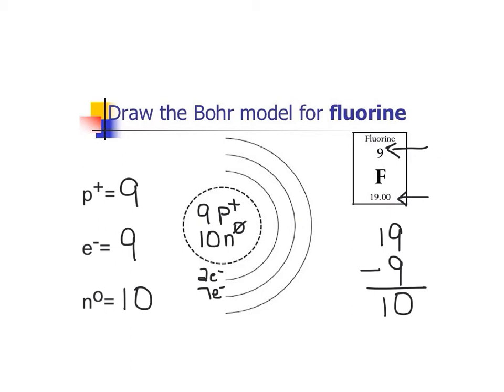All right, now we need to use dots to represent those electrons. 2 of them belong on the first energy level. And then in pairs, we'll write the remainder of the 7 in the second energy level. So 1, 2, 3, 4, 5, 6, 7. When we count the total number of dots, we should end up with 9. 1, 2, 3, 4, 5, 6, 7, 8, and 9. So that is our completed Bohr model for fluorine.